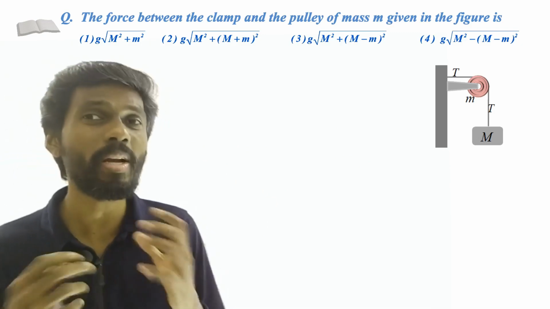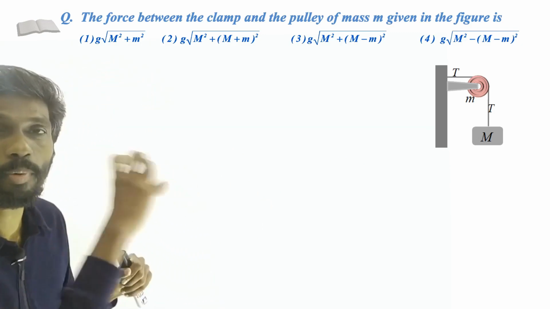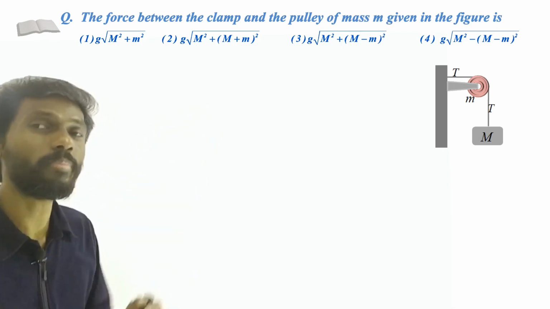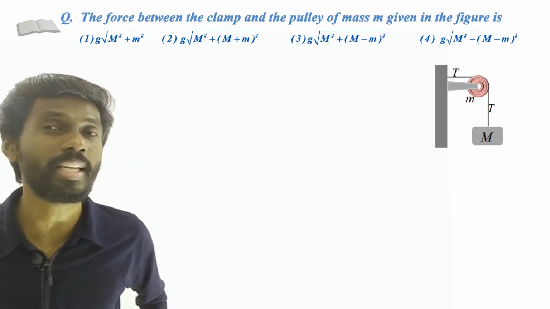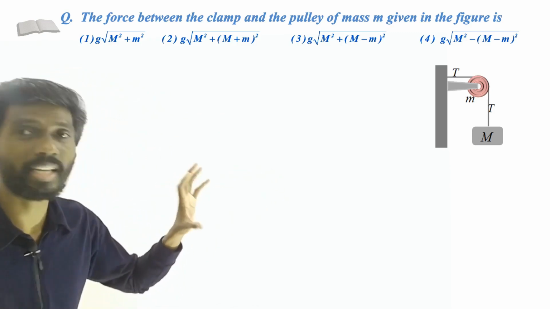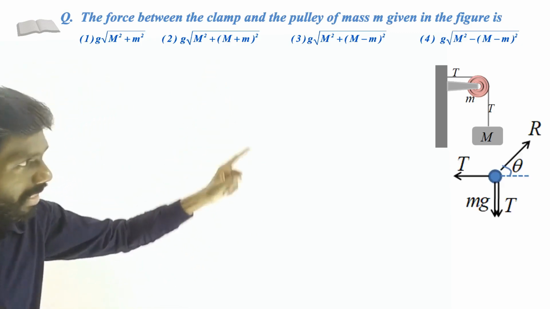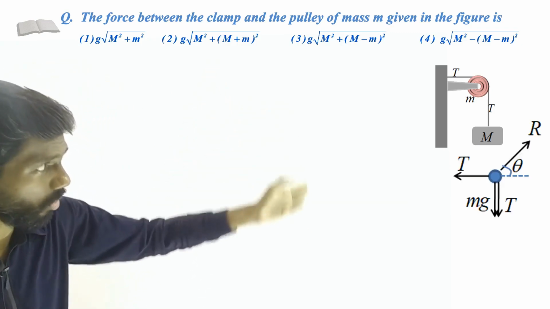That is the normal reaction, right? When these two objects, the pulley and the clamp, come in contact, one exerts force on the other. So that is the normal reaction, right? That normal reaction is what we need to find. Okay, yes, let us consider this pulley. What are the forces acting on this pulley? There is a tension force due to the string, the vertical part of the string.